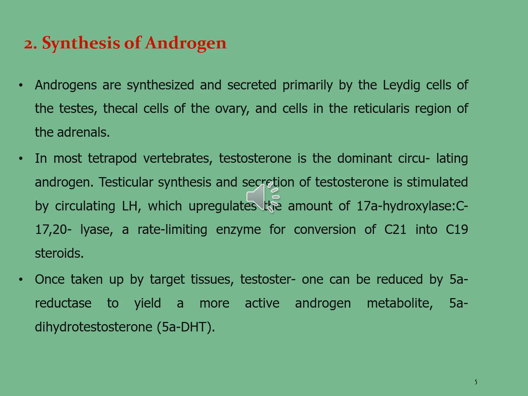Once taken up by target tissues, testosterone can be reduced by 5-alpha reductase to yield a more active androgen metabolite, 5-alpha dihydrotestosterone, that is generally represented as 5-alpha DHT.